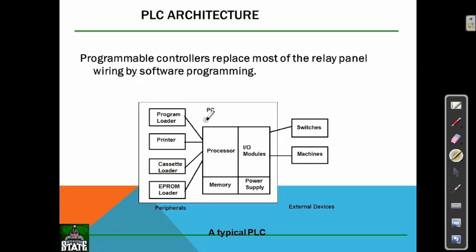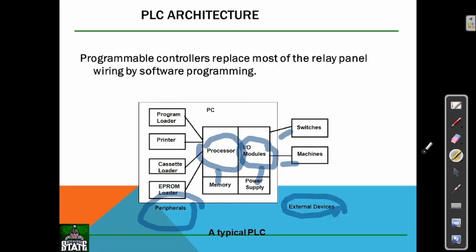This PC, programmable loader, printer, cache loader, EEPROM loader will have the processor, and the input output modules with the connections to the switches and machines. The processor will have memory, and the input output modules have a power supply. These are all the peripherals, and these are the external devices. This is the architecture of the PLC.